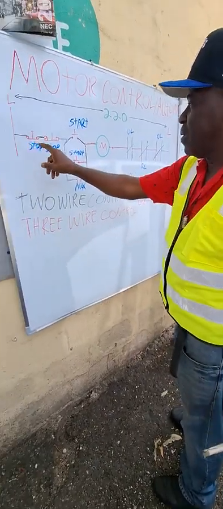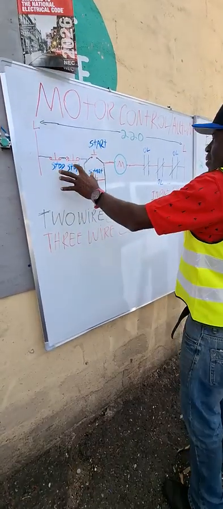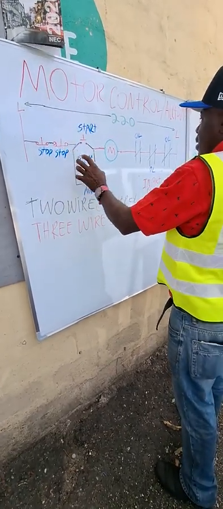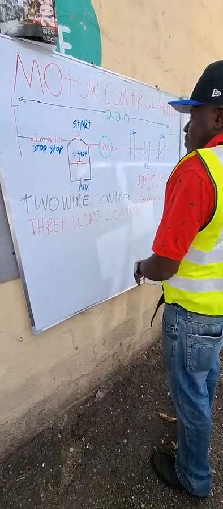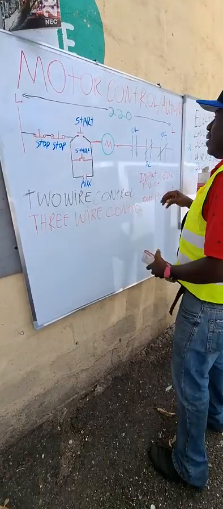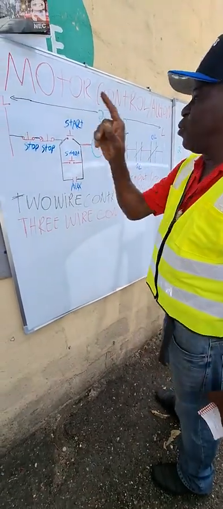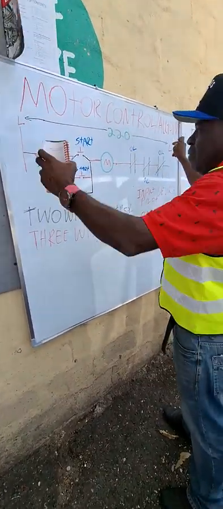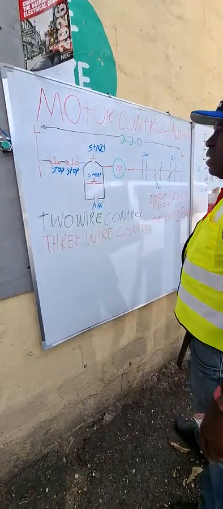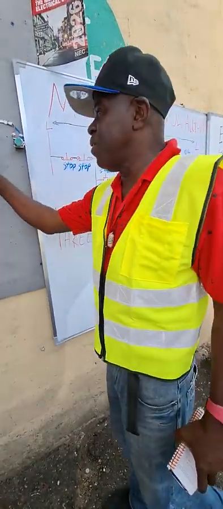So here it is, start button. I have two start buttons and two stop buttons. It could be three, and it could also be four, but for now we're just using two. And the coil in this case is a 220 volt coil, so you have line and line, 220 volts, going to energize the coil. So the coil is energized from 220 volts.